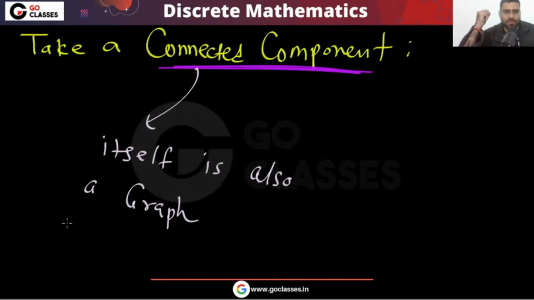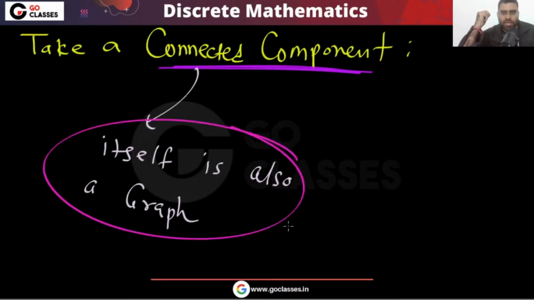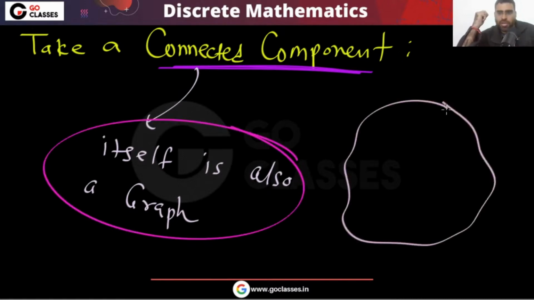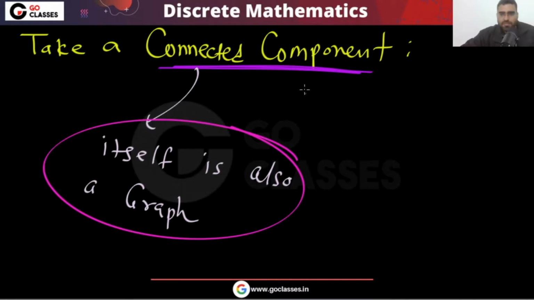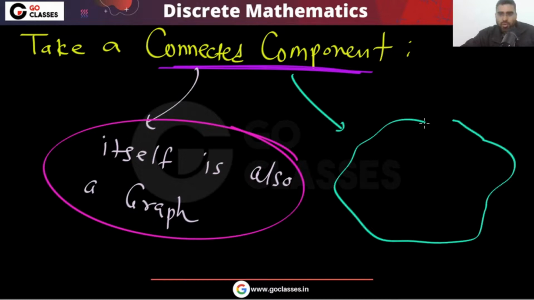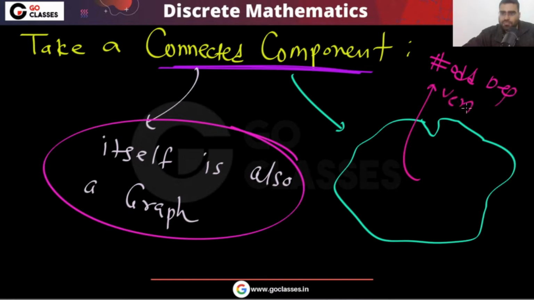If this connected component is also a graph, then what should happen? In this connected component, how many odd degree vertices must there be? Tell me. The number of odd degree vertices should be even.